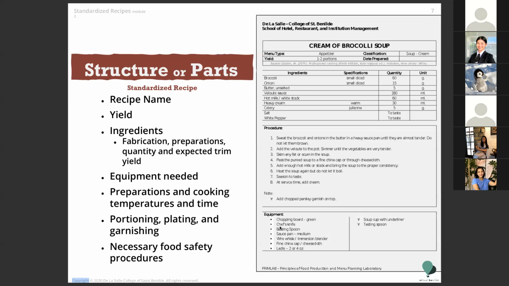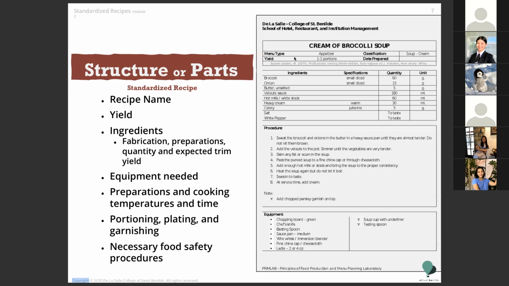So these things are also included so that on the service side, they also know, for example, that it should be served in a soup cup and not in a coffee cup. So they are able to check as well if the servers or the kitchen staff prepared it correctly inside the kitchen. Okay, are we good with this? Do you understand?